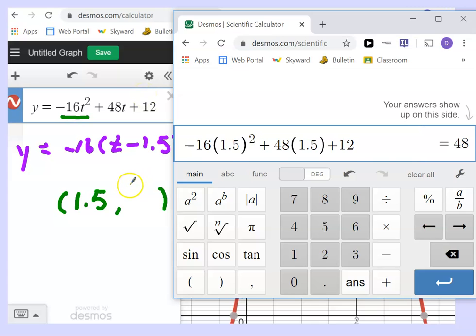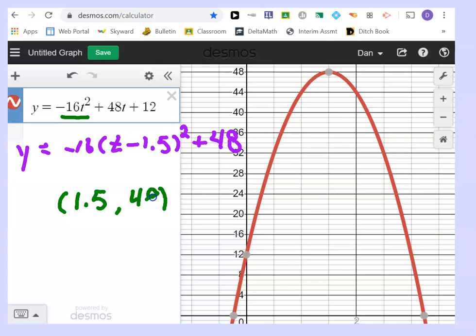So now I know that the y-coordinate is 48. So we can say, look, we knew it was shifted to the right 1.5, so that's why we put in minus 1.5 inside the parentheses and then squared it. We knew that it was going to shift up 48 right there. Okay, so we put a plus 48 out here, and then it turns out that whatever coefficient, whatever number is out front of the t squared, you just put that right here. So let's look back at some of these.